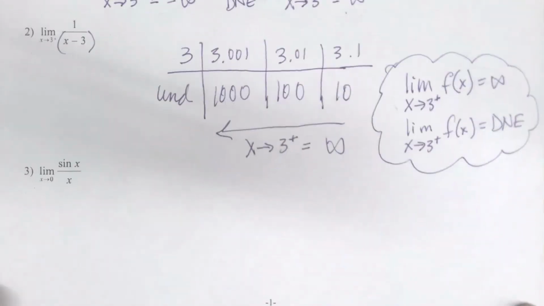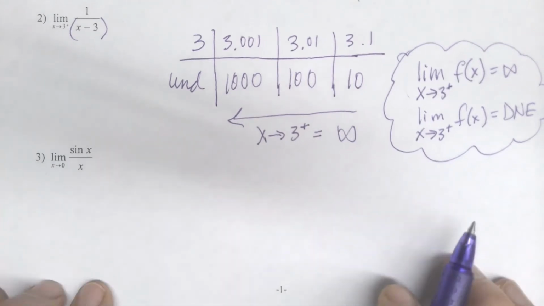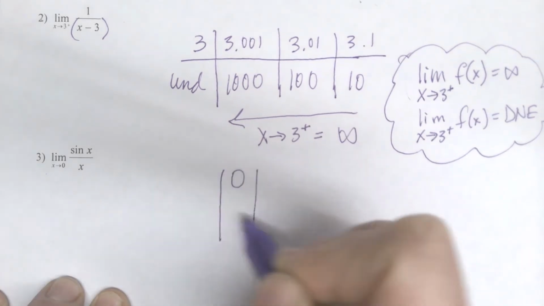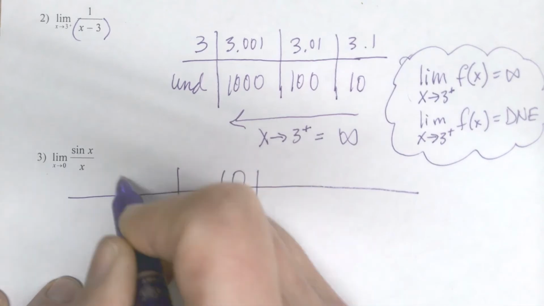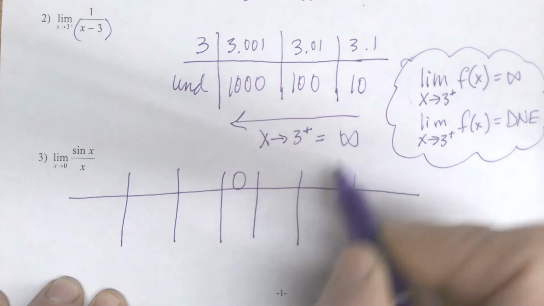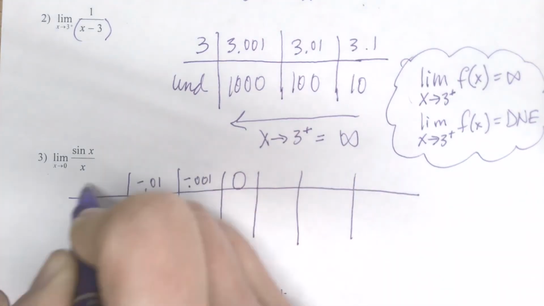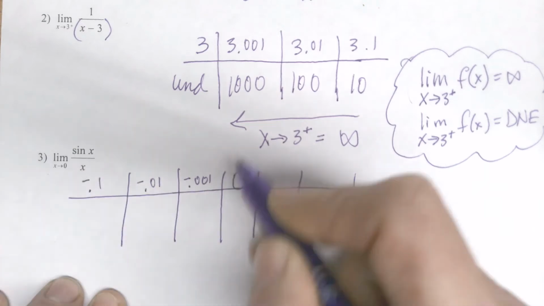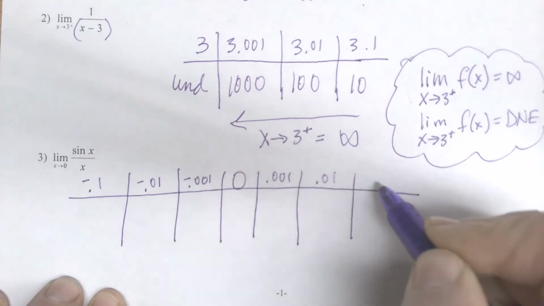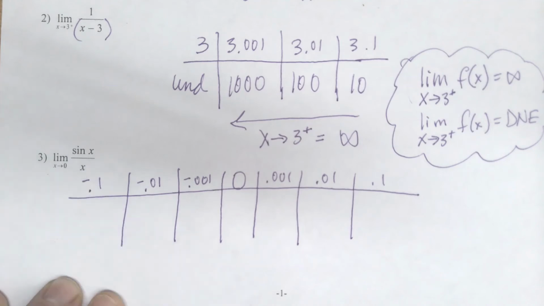Okay, so we're going to do the same thing. This time we are approaching 0, and so I have to set up a table, and again this is from both sides, so 0 has to be the center, and then I'm going to go a little bit less than 0 and a little bit more than 0. So a little less than 0: negative 0.001, negative 0.01, negative 0.1. A little more than 0: 0.001, 0.01, and 0.1. And now I need to plug this into my calculator.